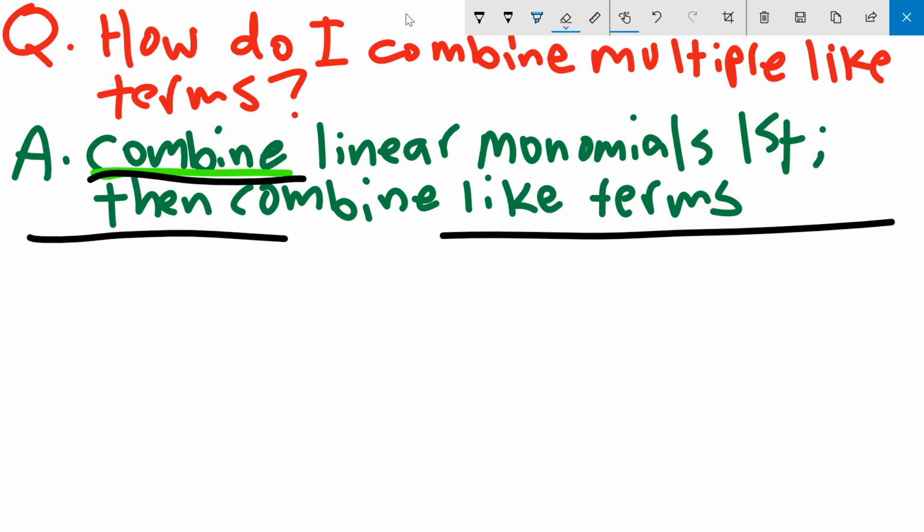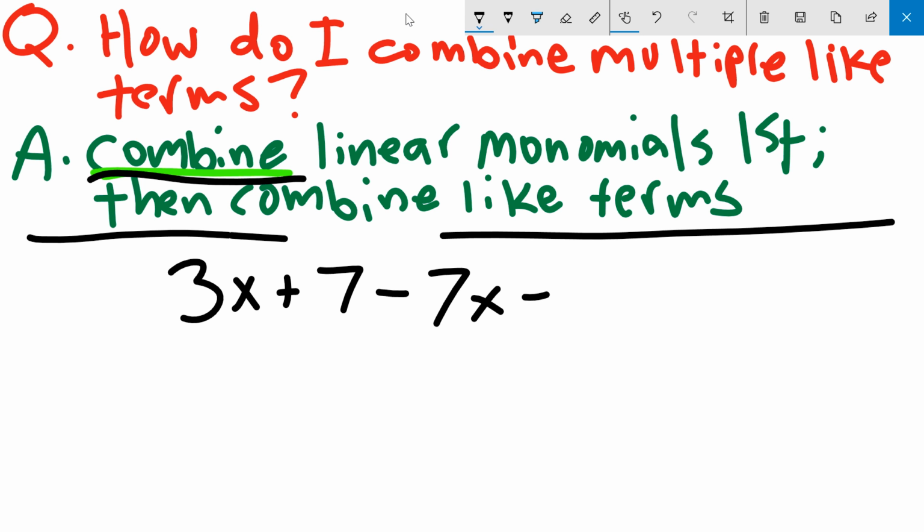Okay, our final example is going to look like this. There we go. 3x plus 7 minus 7x minus 11. And I'm not really going to get into the specifics of what this expression means, but it could be used in the real world at some point. Right now, I just want to combine multiple like terms.